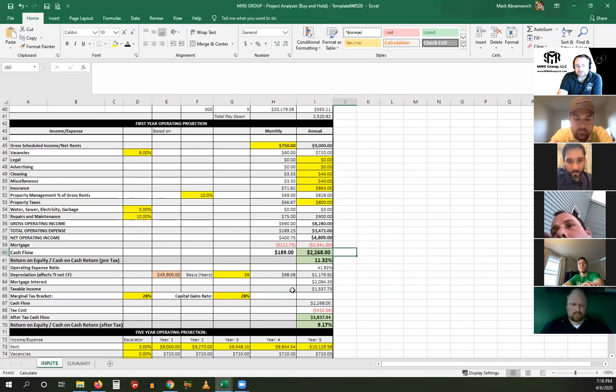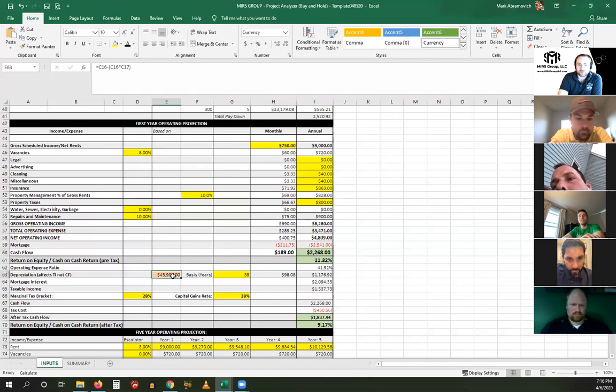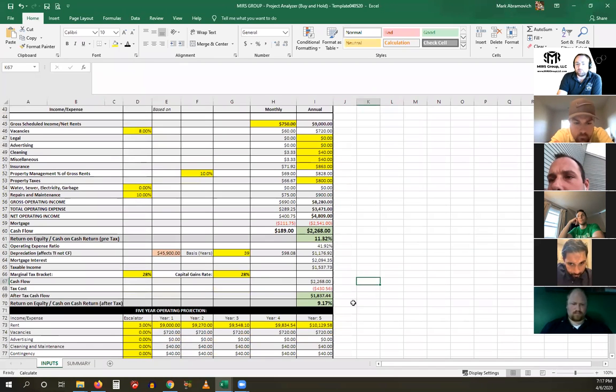Afterwards, you have all of the other stuff: expense ratio, and you see the depreciation effect on the property minus the 10% of the land. So you end up with that having an effect. Here's your depreciation being calculated out, mortgage interest, however it affects it. If your tax bracket is 28%, you end up with a cash on cash return after taxes of 1,800, which is just about 9%. A little bit over 9%.